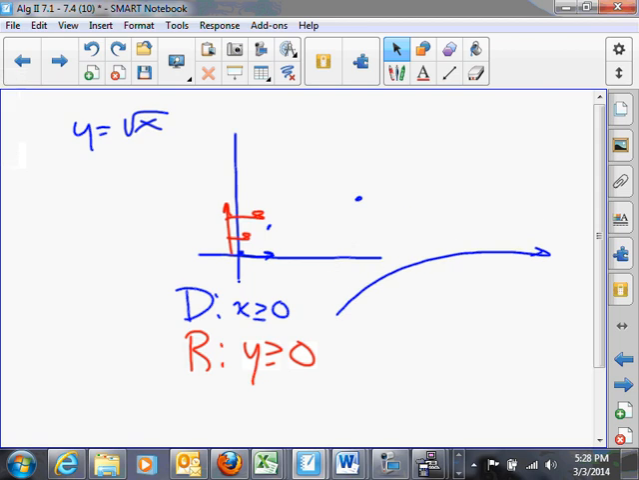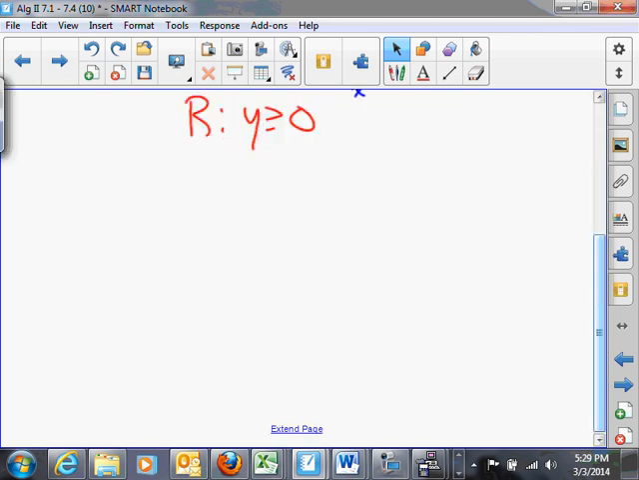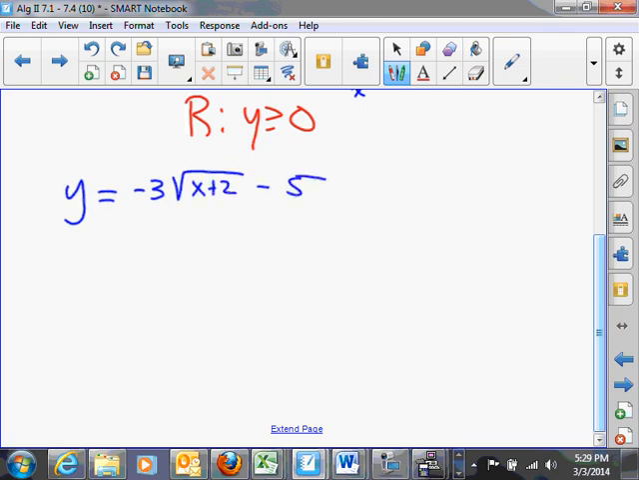Now, the domain is going to be any value to the right of this value of x, and the range is going to be this value for y and up if we've got the top half of the curve, or it would be down if it's the negative half of the curve. But getting back to this, there's a way to do this algebraically also, so let's take a look at an example. Let's say we have y is equal to -3 square root x plus 2 minus 5, and we want to know what the domain and range are.